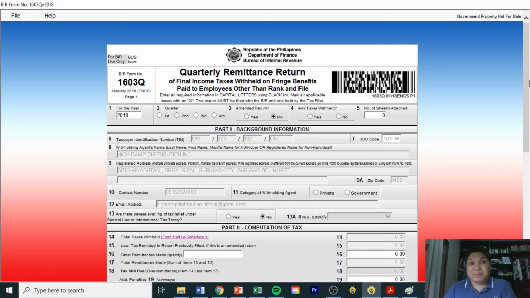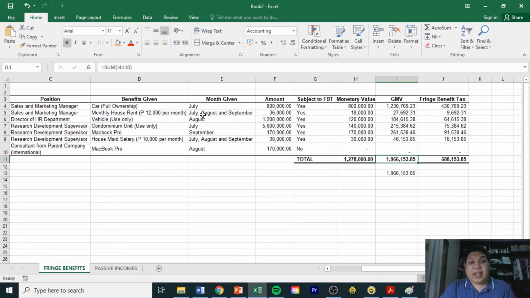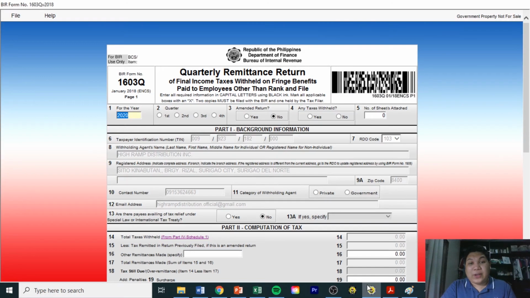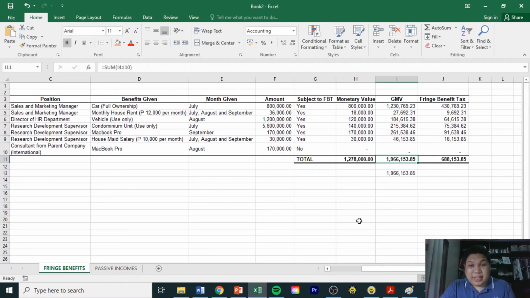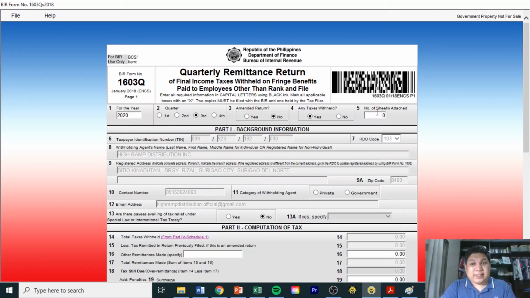your income tax return. Okay, so I am filing for the year 2020, and since it's July, August, and September, that's the third quarter, so I will click third quarter, and then this is not an amended return, so I will click no. Any taxes withheld? Item 4, I will say yes, because I have taxes to be remitted. Okay, so I have 688,000 to be paid. So next, I will just leave them here at 0.